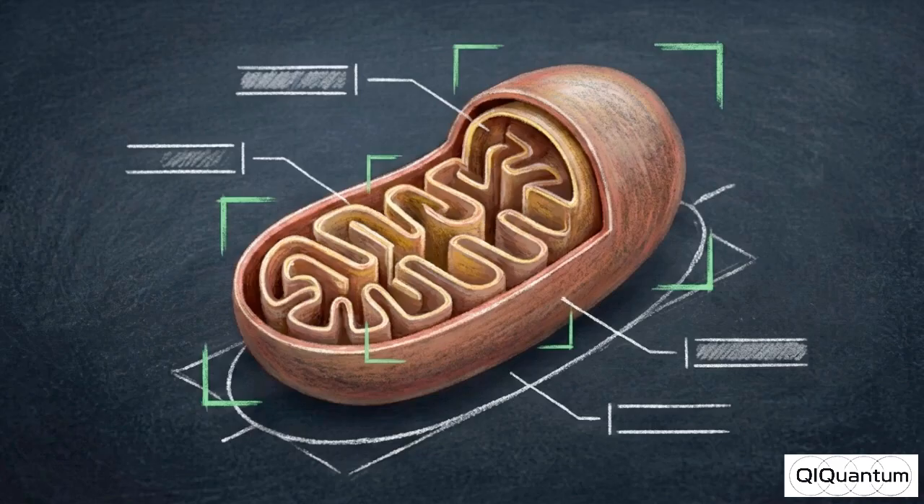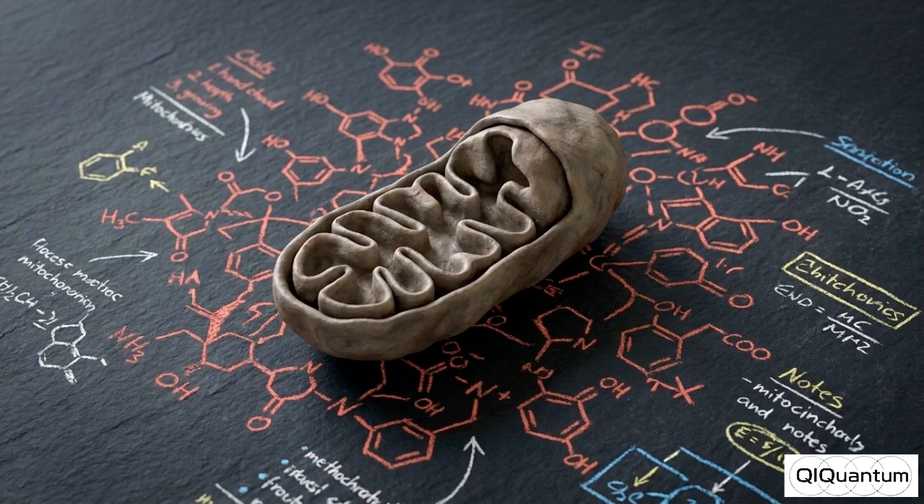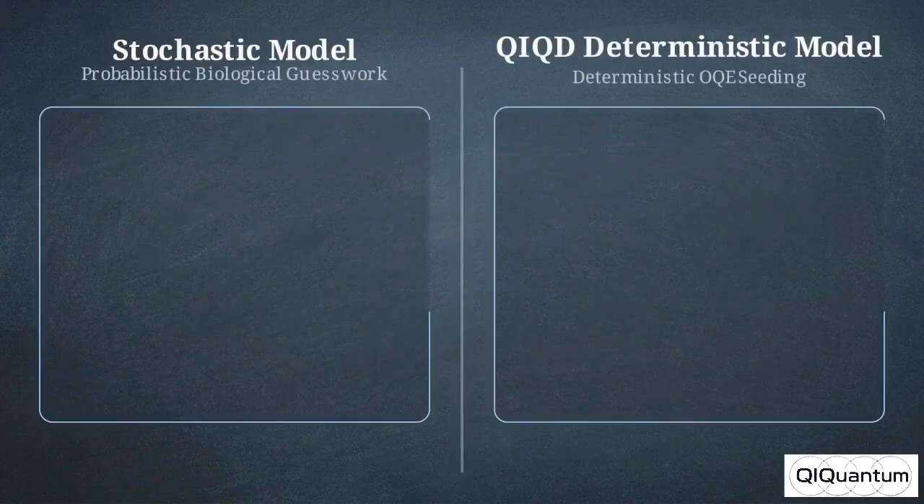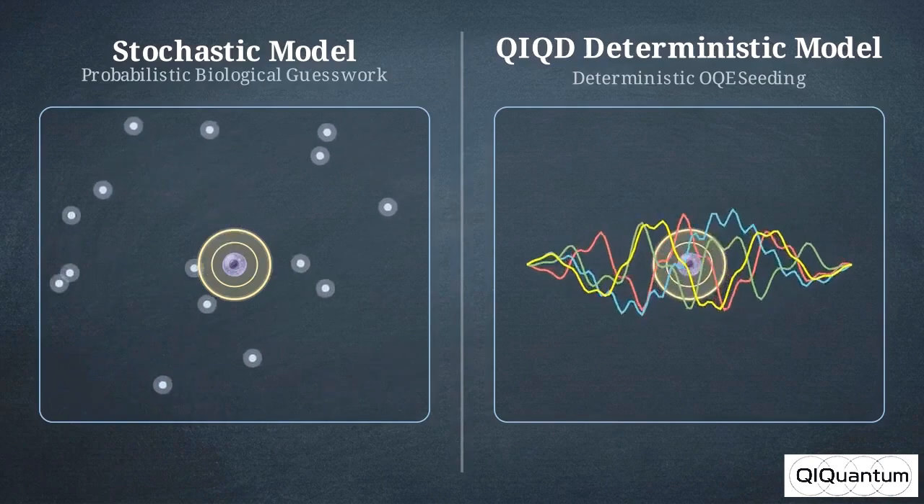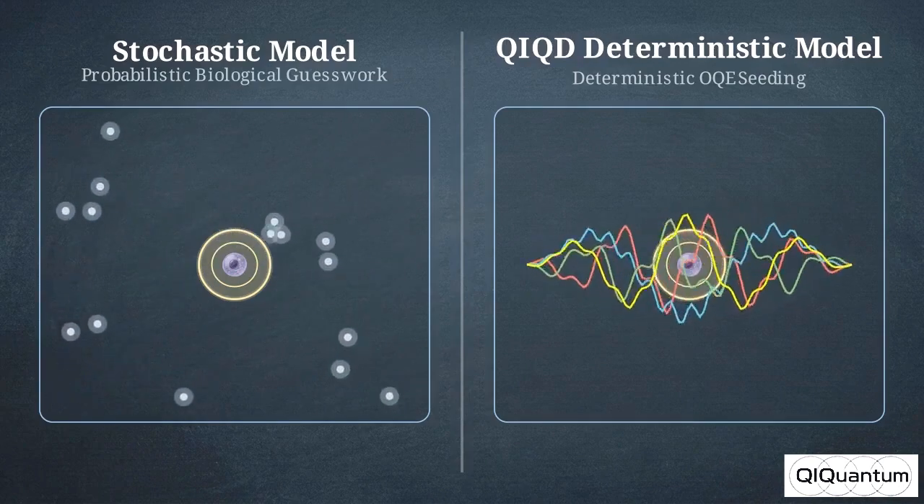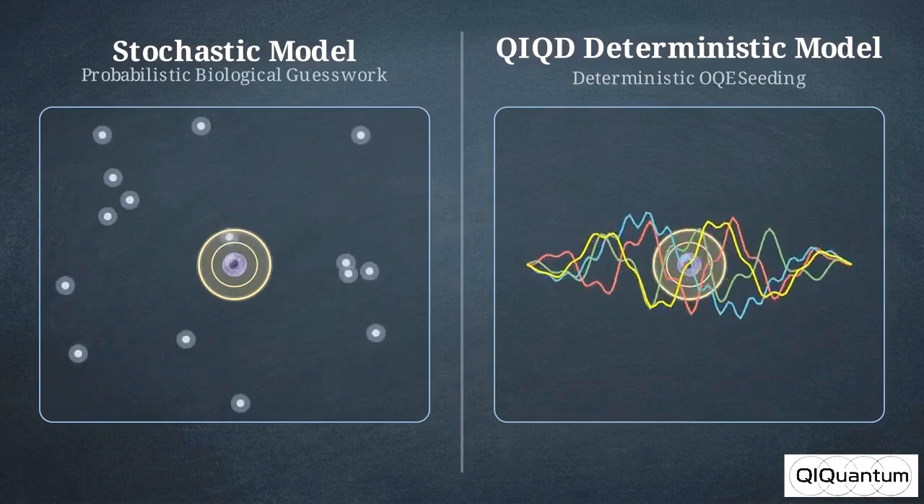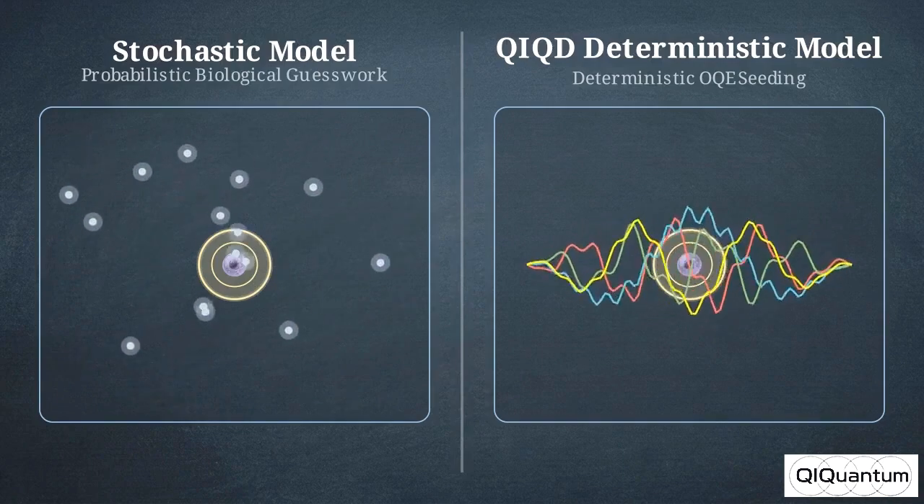To test this, researchers created a highly specific simulation, forcing cellular mitochondria to increase their production of ATP, the currency of cellular energy. Classical biology treats this as a stochastic process. When a cell faces oxygen starvation, known as hypoxia, traditional models rely on probability, hoping random chemical reactions will eventually restore the energy flow. This visualization shows the QIQD alternative.